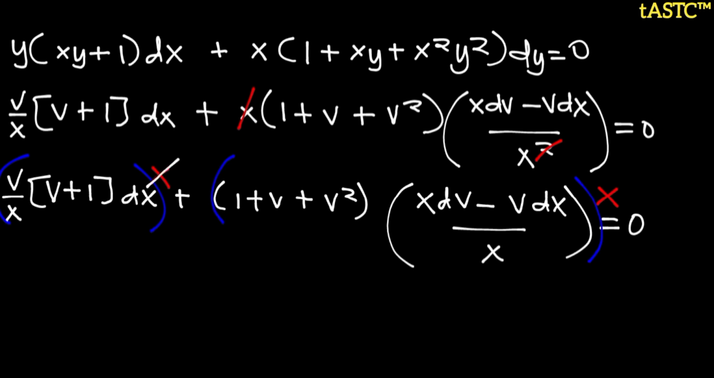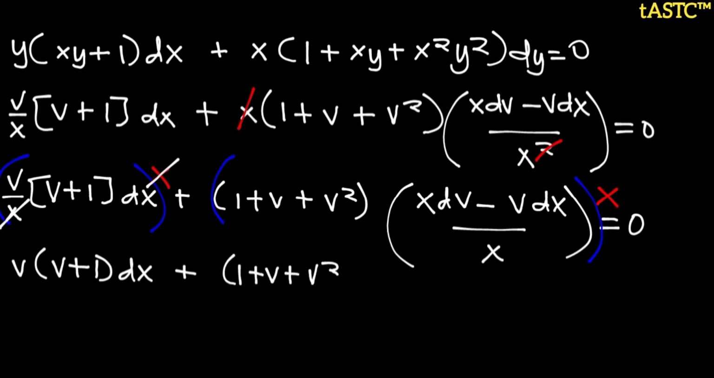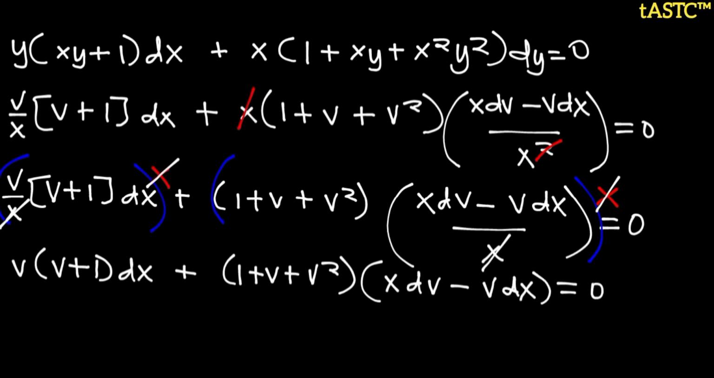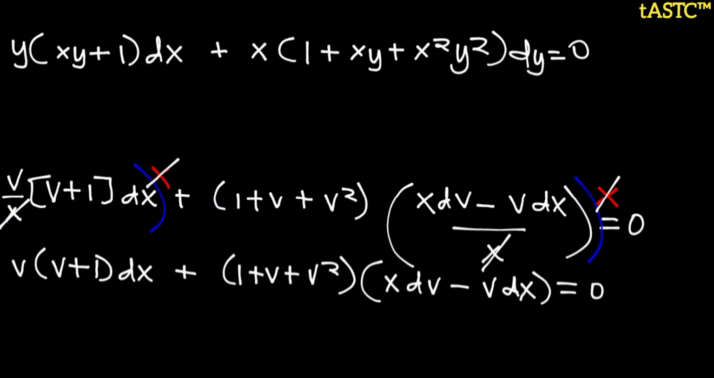Now this x is going to cancel this, and that will take us to a v multiplied by v plus 1 dx. And on this side we're going to have a 1 plus v squared. And here we have these x canceling these out. So this will leave us with an x dv minus v dx. That is equal to 0. I think I can wipe these out and just leave that one out and clear these.